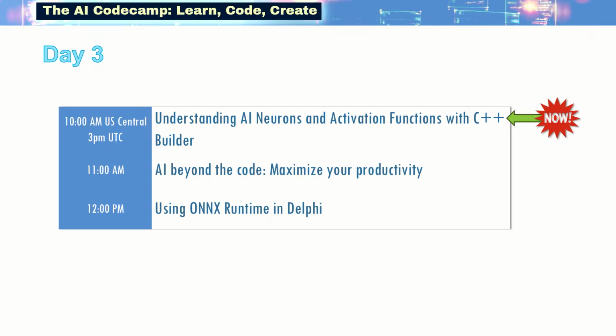After that, at 11 a.m. my time, which is 4 p.m. UTC time, we have AI Beyond the Code: Maximize your productivity. This is with Dion Mai, excellent speaker, and he's going to show some tips and tricks about how AI can help you actually write code. And not just write code, but check code and look for the quality assurance in it and all the rest of it.